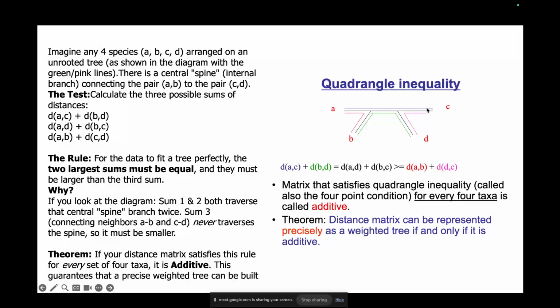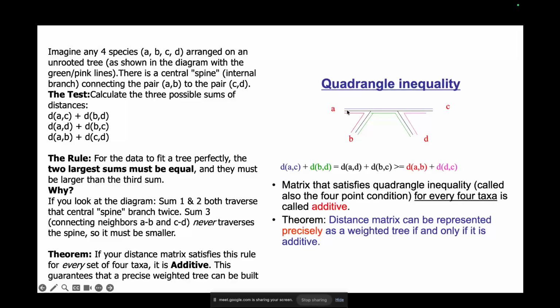The test is basically to calculate three possible sums of distance. So AC, BD. So you are moving from AC, then BD. So this is the one sum that you're calculating. Then AD, BC. So this is one diagonal. You have to consider this as a quadrilateral or a quadrangle, whatever you want to call it. So first, you're calculating the distance between the parallel sides. So A and C, B and D, right? This is the first, and you're summing it up.